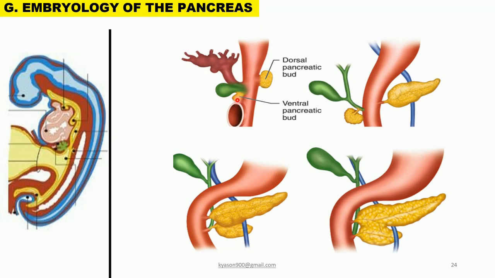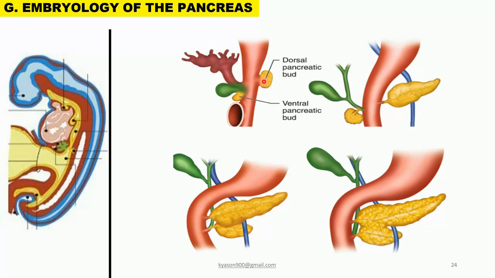So the ventral bud, of course, is called ventral because it will be an outpouching on the ventral side of this gut tube, as you can see. And then the dorsal pancreatic bud is called the dorsal bud because it's going to be an outpouching on the posterior, or on the dorsal side, or on the dorsal surface of this gut tube.